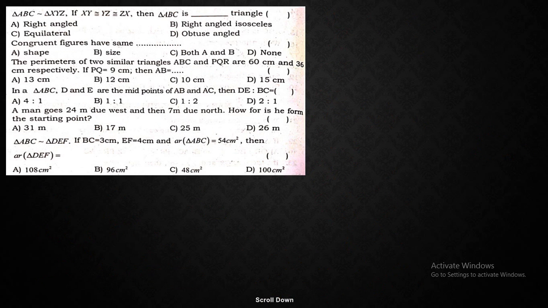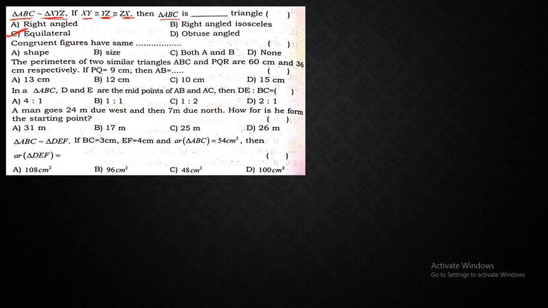Okay, next moving on to one more question. Triangle ABC is similar to triangle XYZ. Next, XY is equal to YZ, YZ is equal to ZX. Then triangle ABC is what? If all sides are equal and the triangles are similar, then what can we say? If all sides are equal, such a triangle is what we call an equilateral triangle.